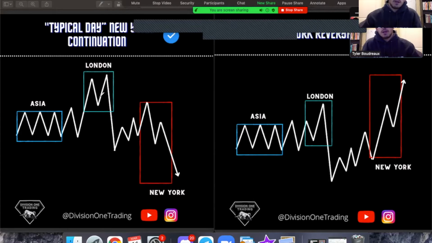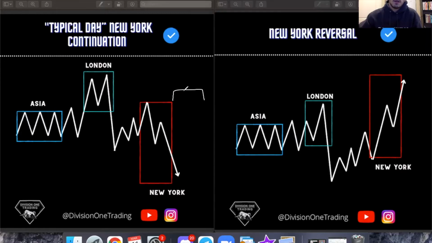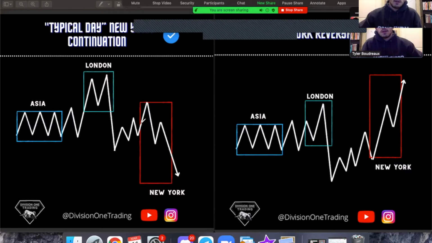So let's start here with the New York continuation. I showed this the other day, and we'll talk about both scenarios on US 30. And again, we'll talk about New York ending as well, because this is just for New York. It's not for post New York. It's only for the New York session. Post New York kind of turns into a different animal, but we're keying off of Asia and London.